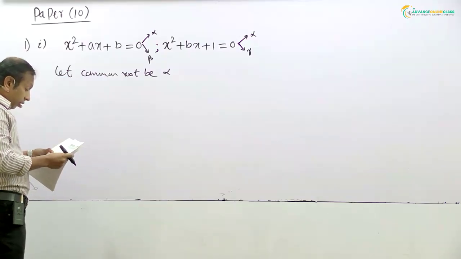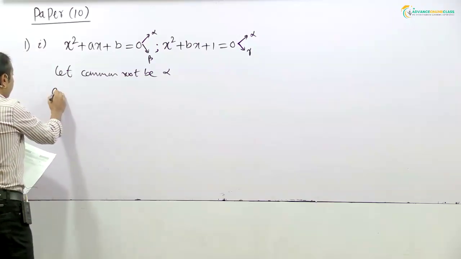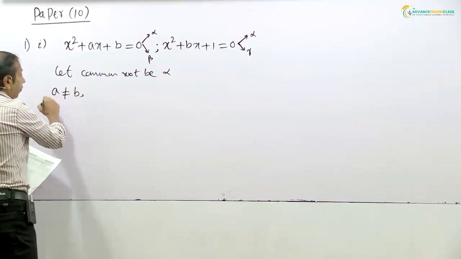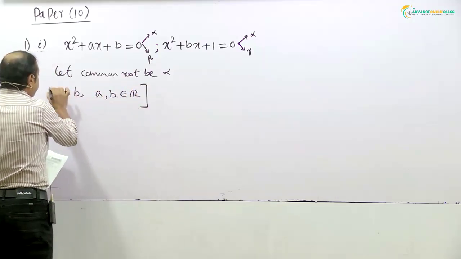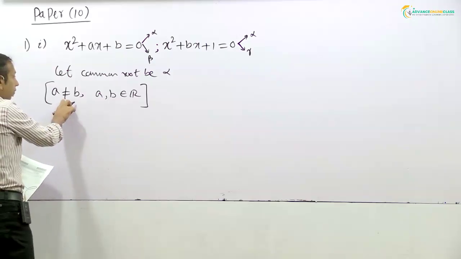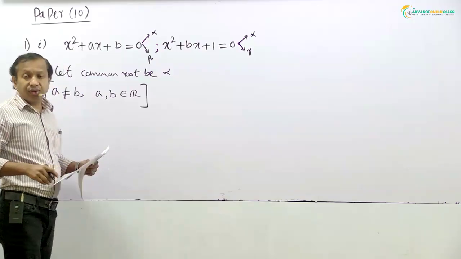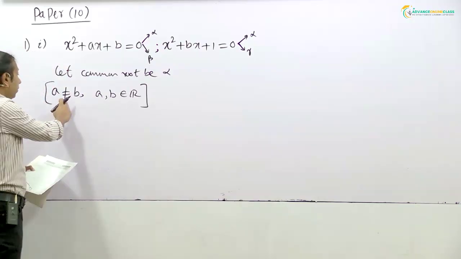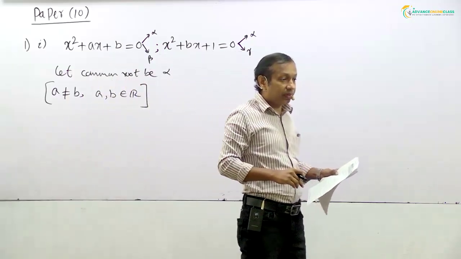A not equal to B, A, B real numbers. Right. A and B not equal. We are given this. We have to pay attention to this also, especially A not equal to B. In this case, can you understand the reason why we are given A not equal to B?